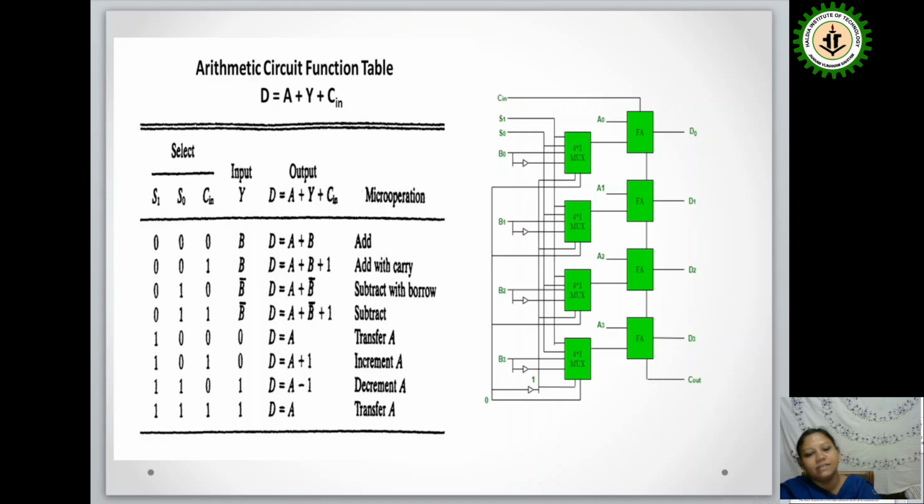Now the third input is selection line 1 0. When 1 0, it means logical 0 input. So D equals A with no carry, and D equals A plus 1. That is the transfer of A, the A value directly goes to the output, and A plus 1 is the increment operation. The last combination is 1 1 with 0 and 1. So D equals A minus 1, that is the decrement operation. And finally D equals A, again the transfer operation. So this is the function table for this 4-bit arithmetic unit.